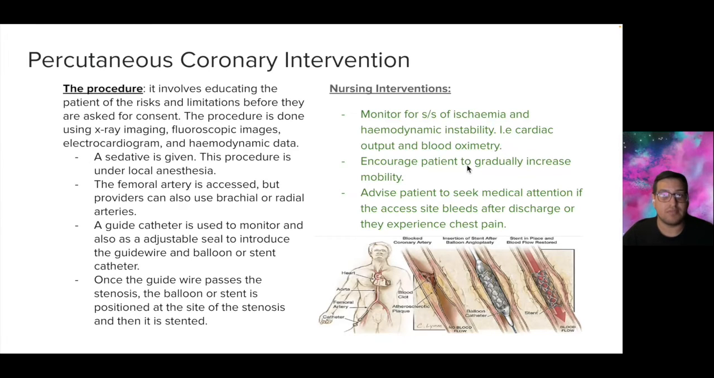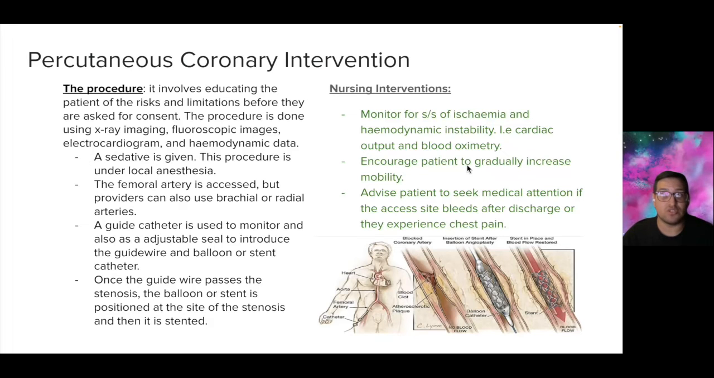After you educate them, they're going to be taken to a surgical room where the provider is going to access the femoral artery and insert a guide catheter. This guide catheter will monitor cardiac output and blood oximetry. The provider will also have access to fluoroscopic imaging, X-ray, electrocardiograms, and the hemodynamic data from the guide catheter. Once that guide catheter passes the stenosis, they will use it to put in a balloon or stent.